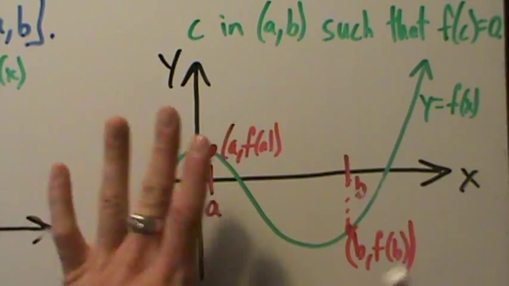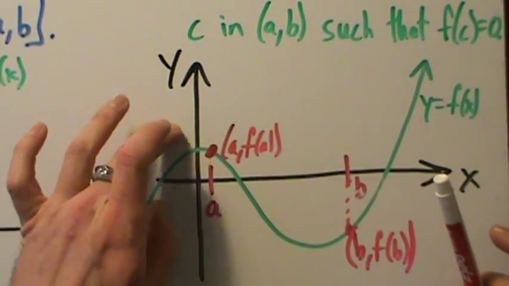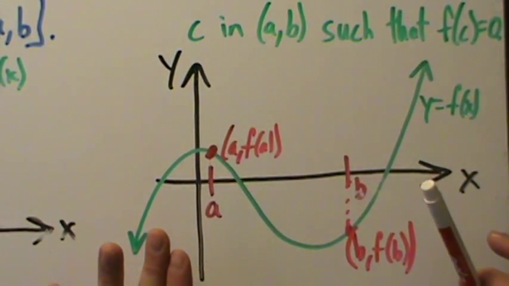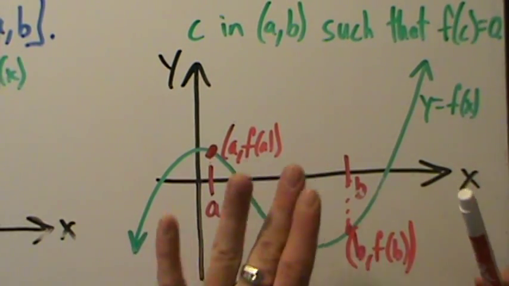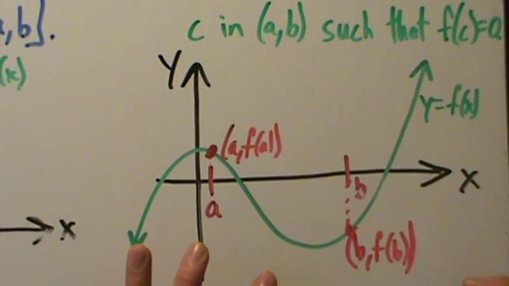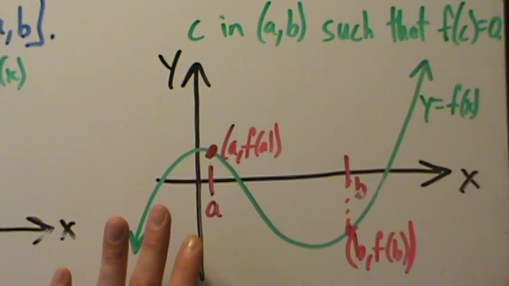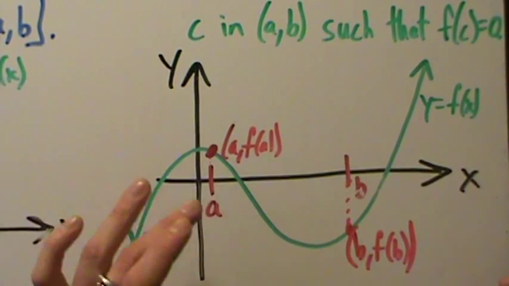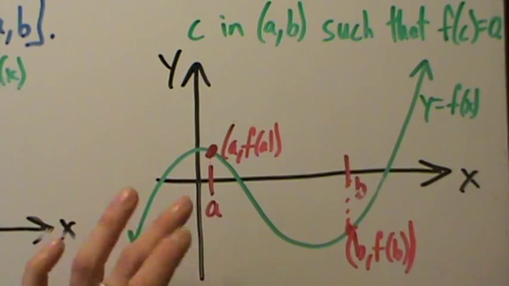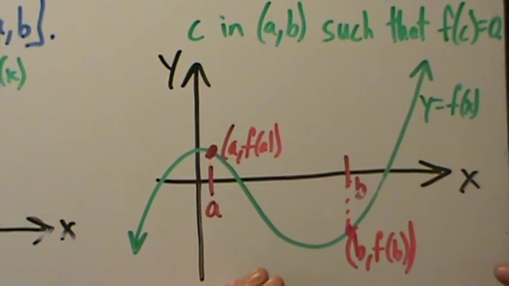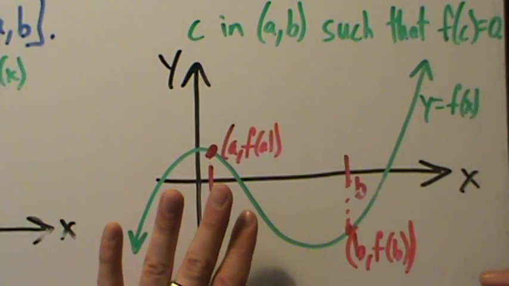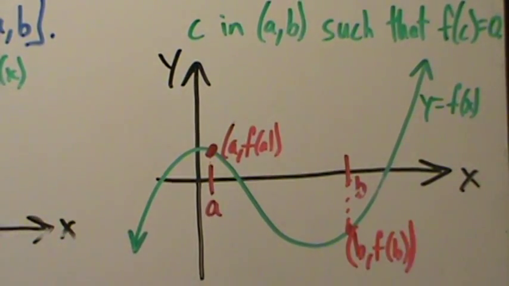But this does not rely on the fact that f of a is the positive one. It could just as easily have been f of a is negative and f of b is positive, and it would still be the exact same thing. The point is, as long as you continuously move from positive to negative, you're going to cross 0 somewhere. Or if you continuously move from negative to positive, then you're going to cross 0 somewhere. Okay, so that's the point.